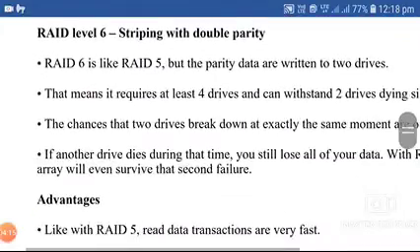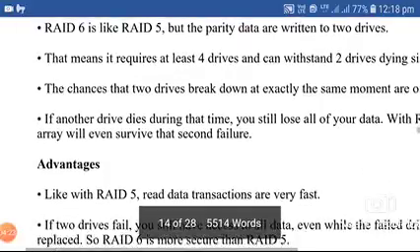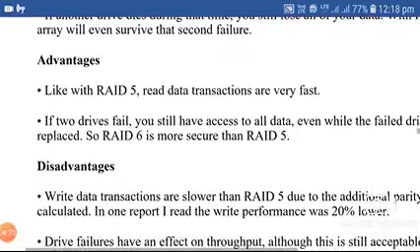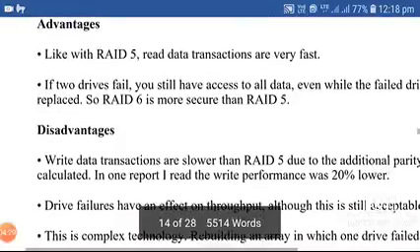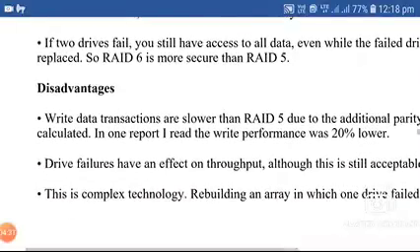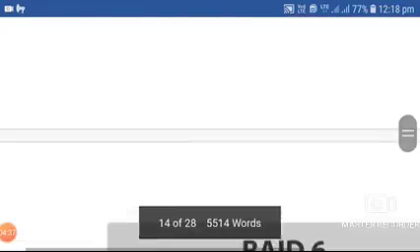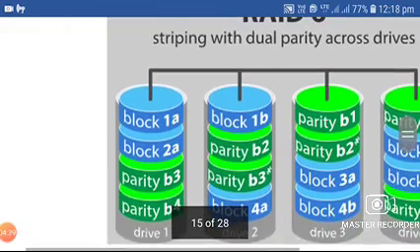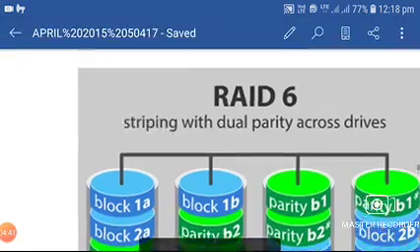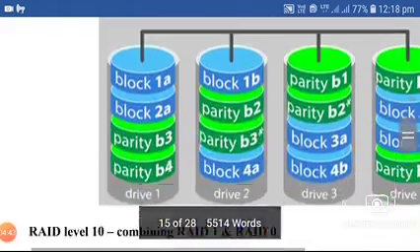Next we are going for RAID level 6, striping with double parity. RAID 6 is like RAID 5, but the parity data are written to 2 drives. Advantages: like with RAID 5, read data transactions are very fast. Disadvantage: write data transactions are slower than RAID 5. Drive failures have an effect on throughput. So this is a diagrammatic representation of RAID level 6.